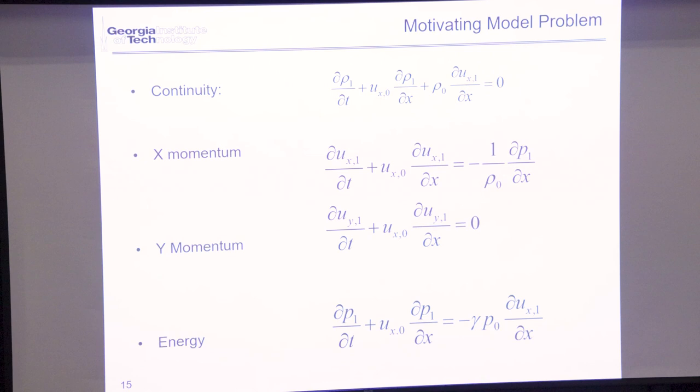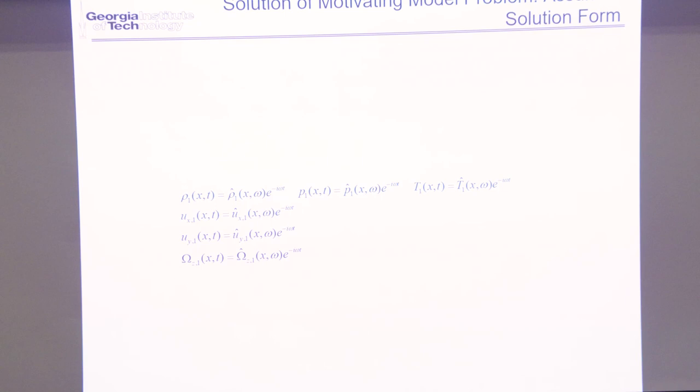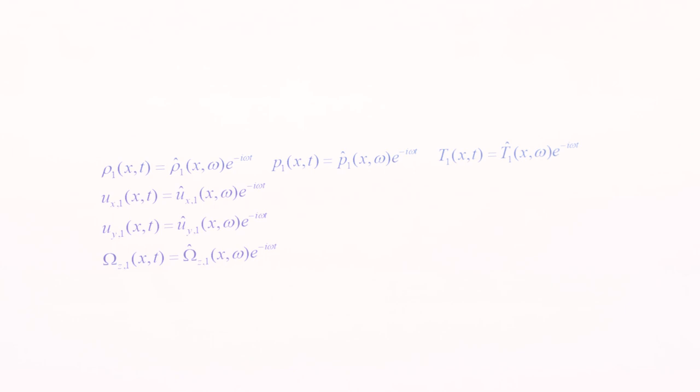But I'm going to do one more thing before I do that, and I'm going to assume a solution form. Rather than assume that these disturbances have an arbitrary time variation, I'm going to assume that the disturbances are varying harmonically in time, so sine omega t. The time dependence of all my fluctuations is sine omega t. Because of that, I'm going to use complex notation. I can write all my quantities, for example, rho 1 of x and t, as rho 1 hat, which is a function of x and omega, times e to the minus i omega t.